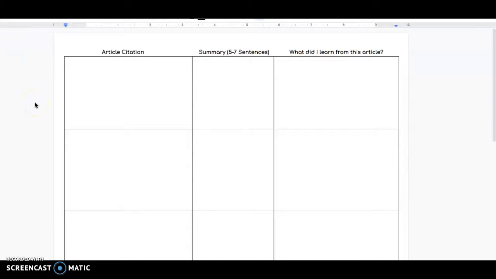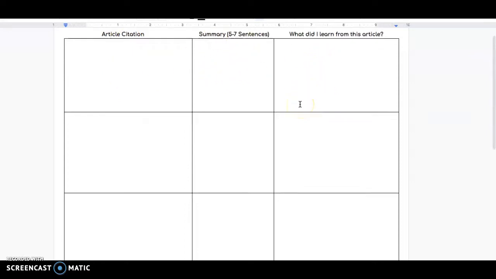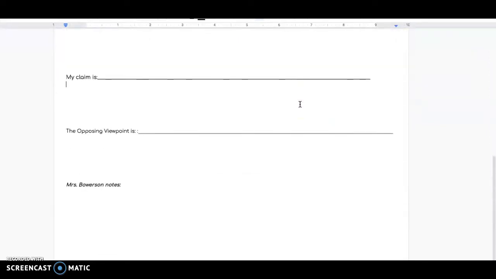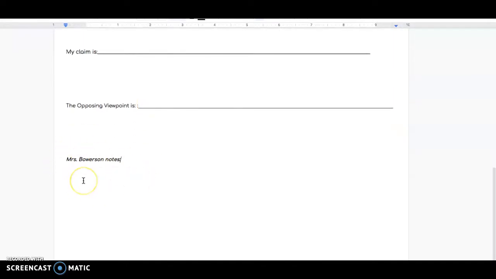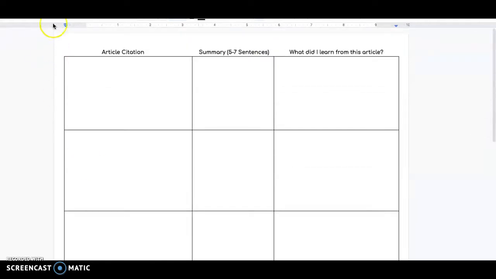So here is today's assignment. You'll notice there's a graphic organizer here that has a place for an article citation, a summary, and what you learned from the article. Below that, it has what your claim is, what the opposing viewpoint is, and the notes for me. This is typically if we were in class together. I will probably leave my notes in the comment section as I've been doing this whole time since we are virtual.